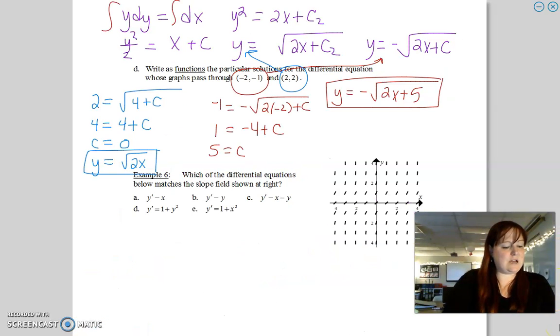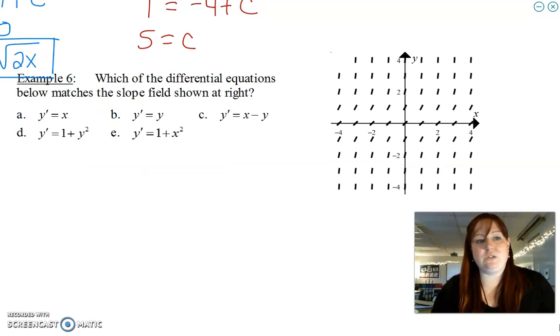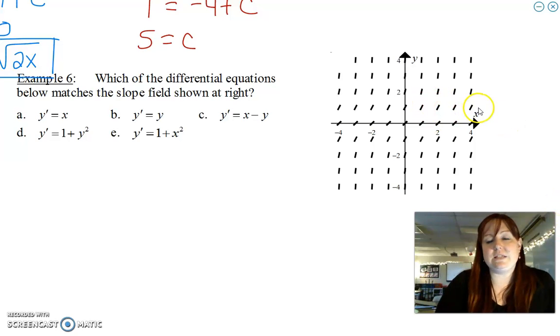Okay, the last one's, which of the following differential equations below matches the slope field shown at the right? So you just have to start thinking about different things. Now, what I do notice about this one is it doesn't seem to matter what x is. It seems to be the same slope on every y. So that means this slope probably doesn't depend on x. So that's my first clue. And then the next thing I'm going to look at is, so that one's going to take out this one, and this one, and this one.